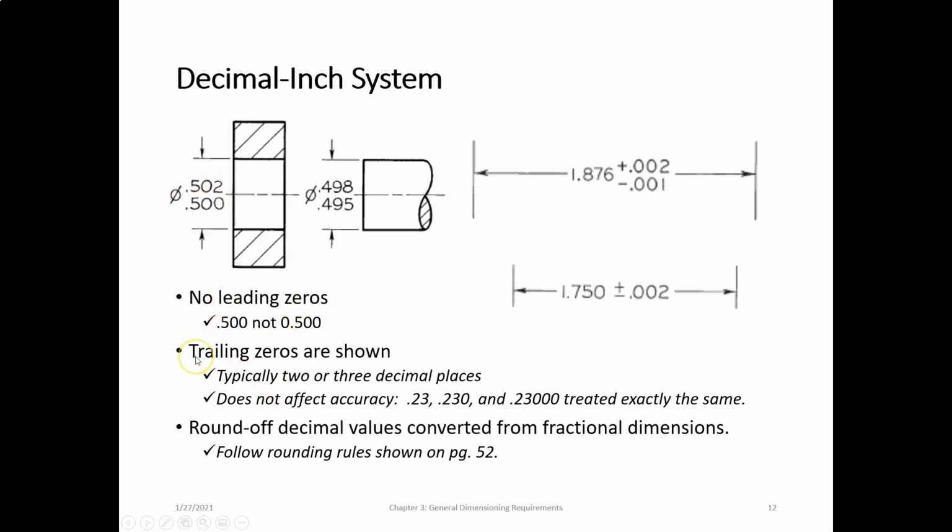Okay, no leading zeros. We also want trailing zeros to be shown. All right, so .500. These two zeros are called trailing zeros. We want to show that in the decimal inch system. We typically use 2 or 3 decimal places in our inch drawings. All right, typically 2 or 3. We can use more depending on the number of decimal places that are required, right? So if we have a 5 way out here, then yeah, we gotta have 4 or 5 or 6 decimal places, all right? The number of decimal places, however, does not affect accuracy, right? So these are all treated as the same.